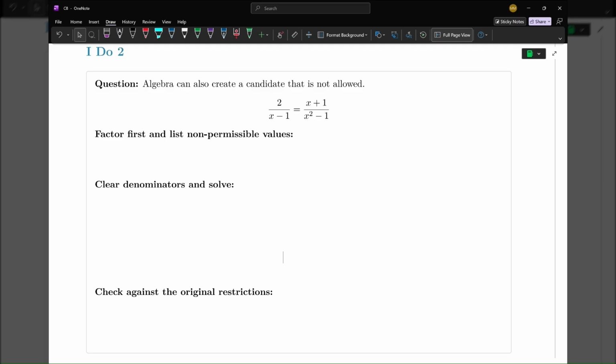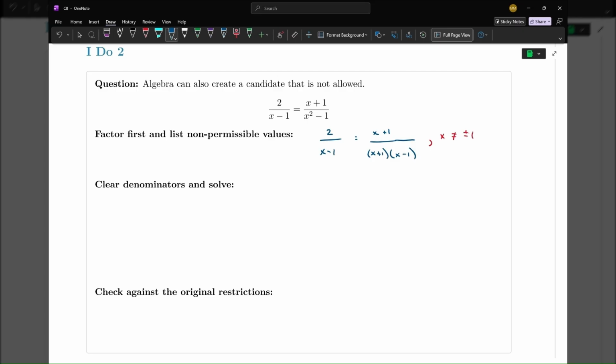Okay, so let's move on to I do 2, just a rational equation this time. So we see this equation, 2 over x minus 1 equals x plus 1 over x squared minus 1. First thing we can see, factor first and list those non-permissible values. So I have 2 over x minus 1 equals x plus 1 over (x plus 1)(x minus 1). Now I do have an option here. I see I could reduce that right-hand side, but maybe I didn't see that. So I might even do this question both ways and just talk about what we see. So let's pretend we didn't see that reduction. We're going to say, okay, x cannot be plus or minus 1.